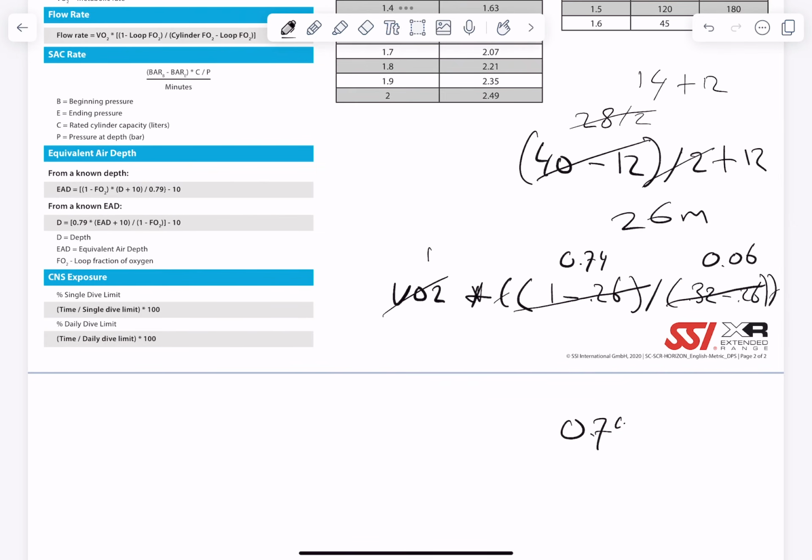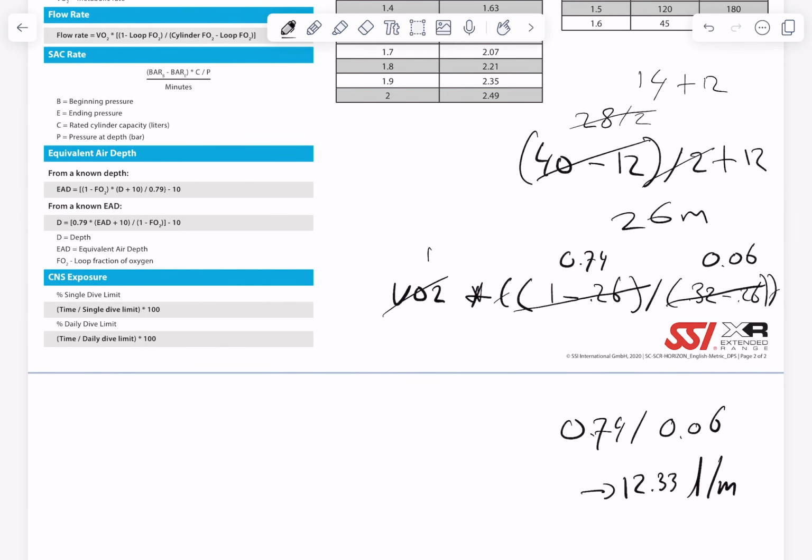So 0.74 divided by 0.06. So let's have a look at that. So just put this in a calculator. 0.74 divided by 0.06, which will yield 12.33. And I always ask people, what is this? Well, obviously it's liters per minute, isn't it? So there's our answer. So 12.33 liters per minute.